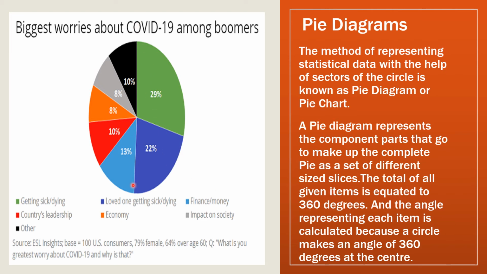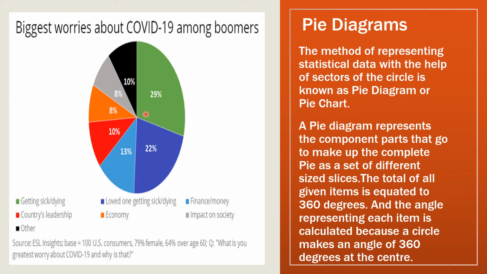Now, if you look at half of the circle, it's 180. And you have the other half of the circle, which is 180. And when we add both the semicircles, we get the degree of angle of the entire circle, which is 360 degrees. That you know. And the angle representing each item is calculated. Why? Because a circle makes an angle of 360 degrees at the center.